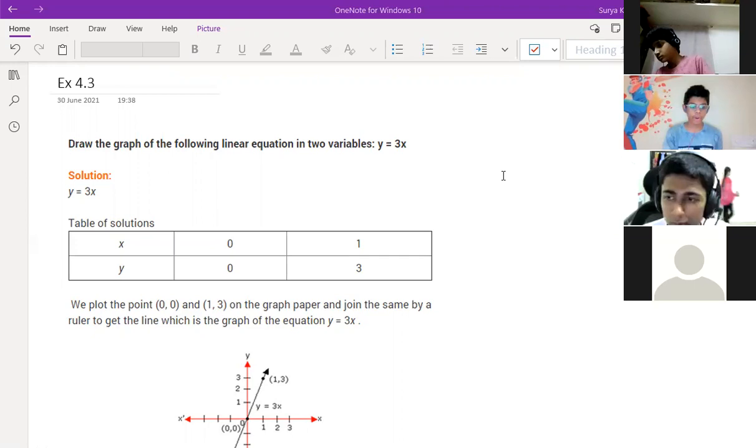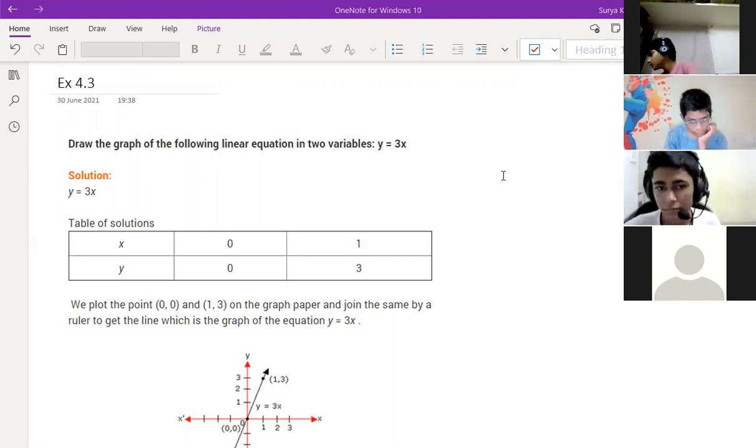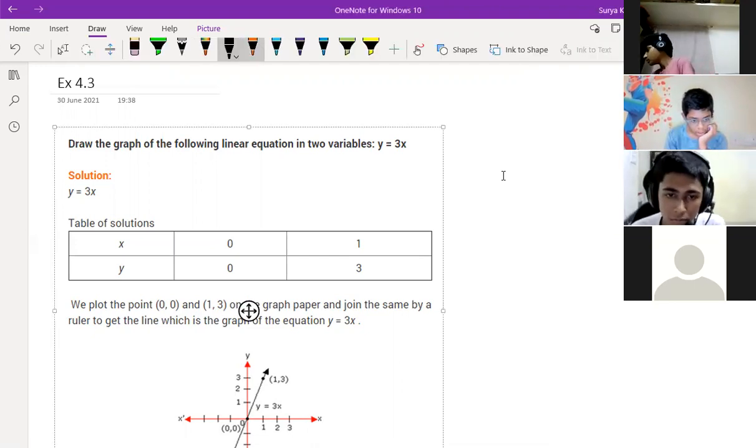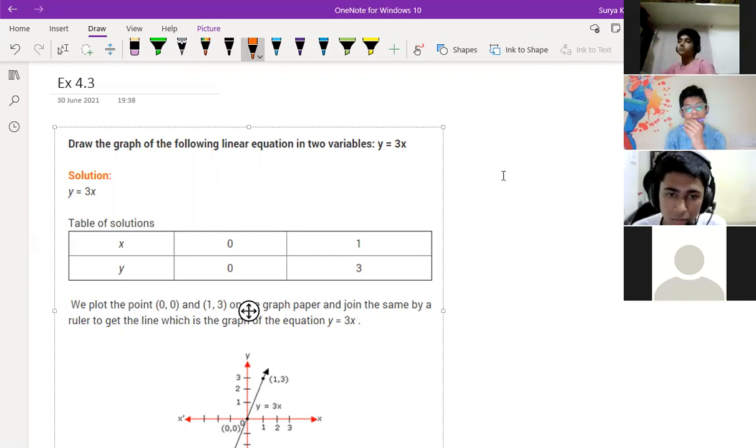Sir, in graph book or normal paper? Graph only you can use. No, normal book you use. Sir, one doubt: if they don't ask for 2 points, then we should only mark 1 point on the graph, right? Suppose they don't ask to mark 2 points which correspond to the equation, then we should just mark 1 point on the graph.